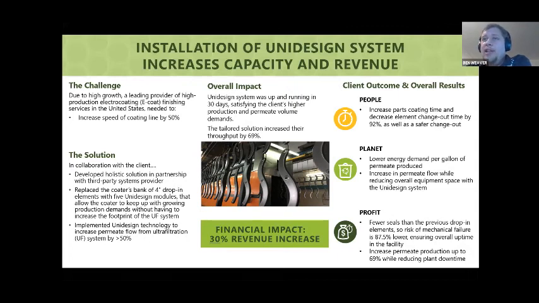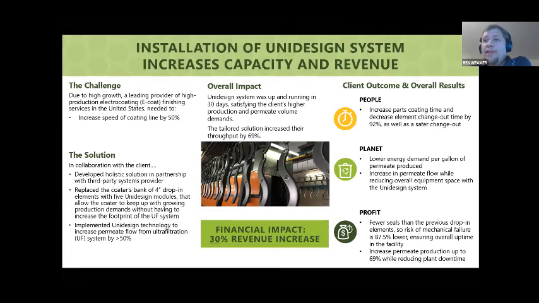In addition to that, because they didn't have to change out 16 elements and they were down to 5, number one, the downtime was decreased. So the uptime in parts coding was increased. And we also decreased the element changeout time by 92%. So that was a big impact to them. From a planet perspective, from a sustainability perspective, we were able to lower the energy demand per gallon of permeate produced, while also increasing the permeate flow and reducing the overall footprint.